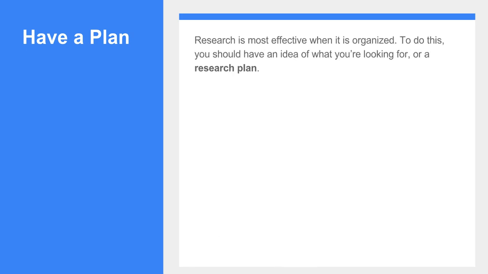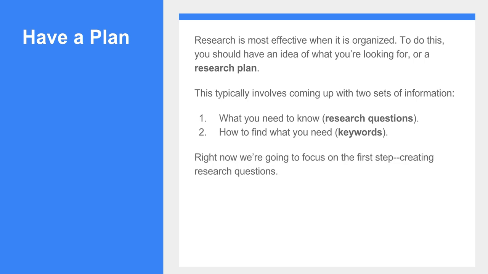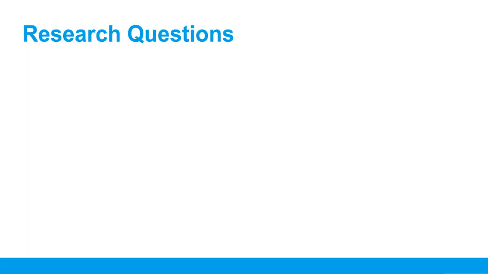Research works best when it's organized, which means you want an idea of what you're looking for before you start researching. This is called a research plan. Typically, this involves coming up with two sets of information: what you need to know, which we find in research questions, and how to find what you need to know, which we do with keywords. This time, we're just focusing on the first bit, creating research questions.